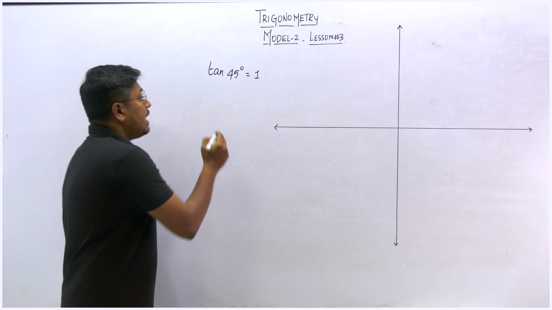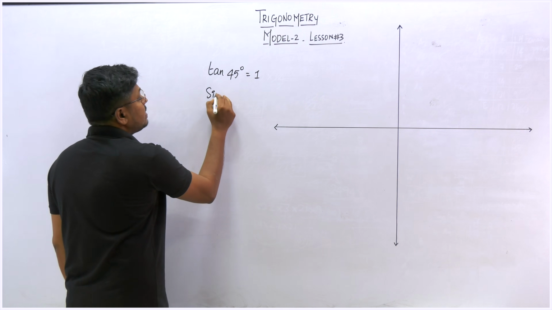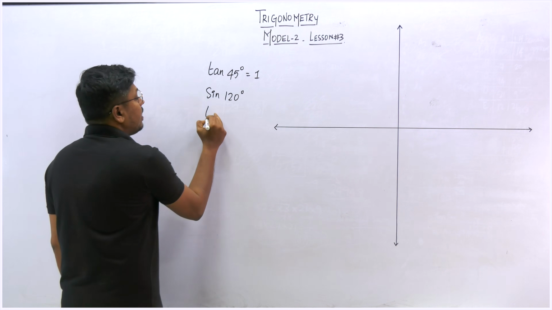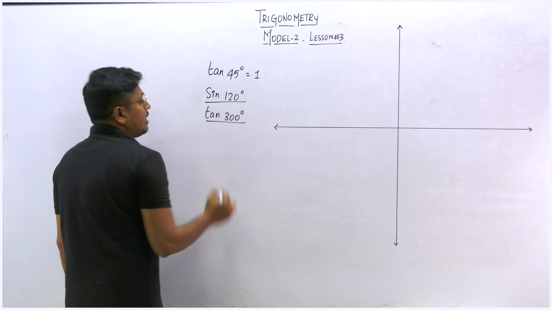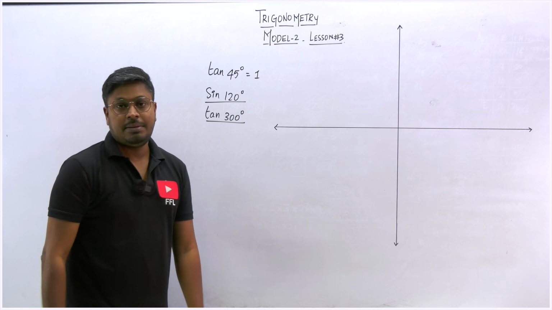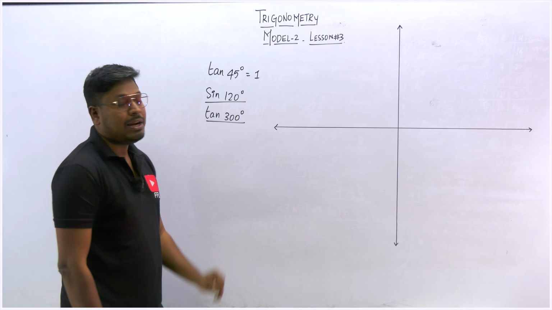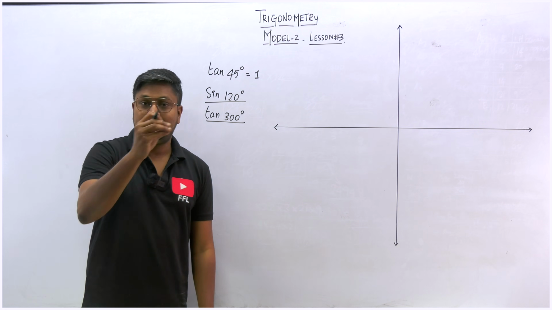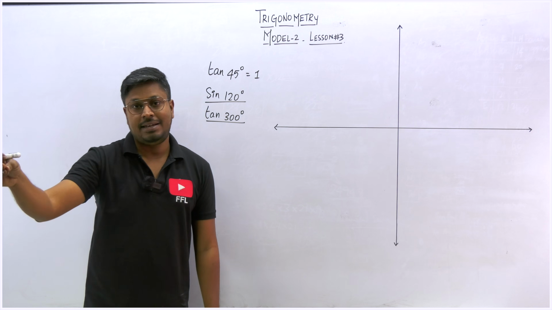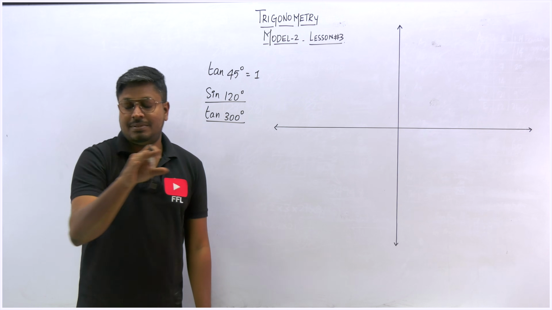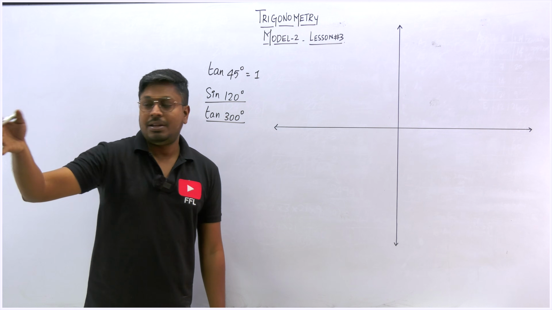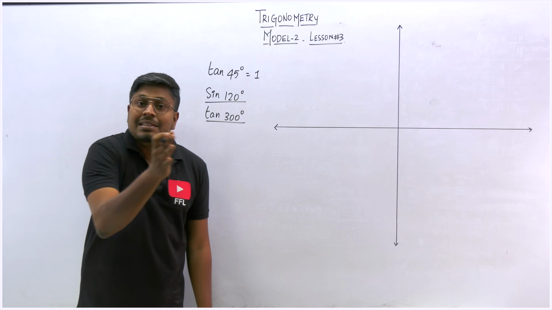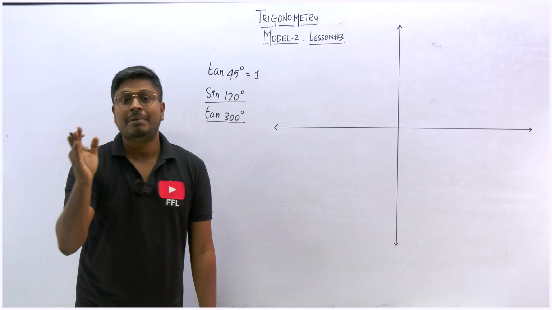But in case they are asking a value like what is sine 120 degree, or what is tan 300 degree, in those cases, even though you learned the table chart in the previous lesson, you can't find the value for it. Why? Because we learned 0, 30, 45, 60, 90, and then 180, which is a multiple of 90, and so on. So we have learned the table chart only for these trigonometric angles.